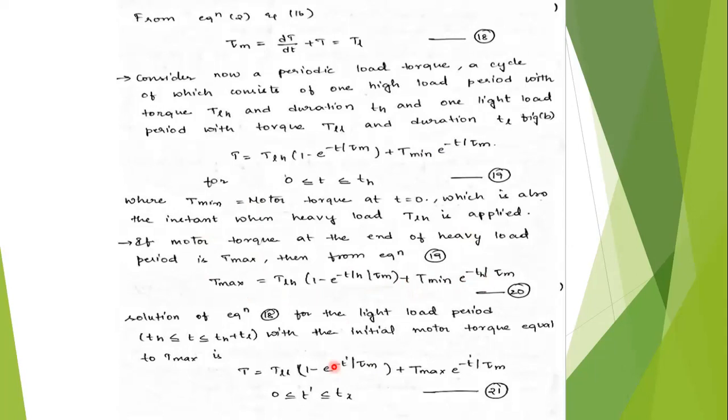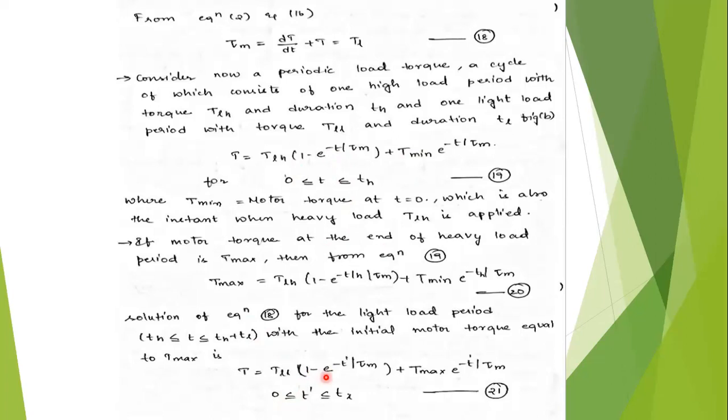So, the solution for this 18th equation for light load periods has limits from TH to TH plus TL. We are making the initial motor torque the maximum torque. That means T minimum is taken as T maximum. So here T becomes TLL. At light load periods I am taking TLL, same as high load periods.